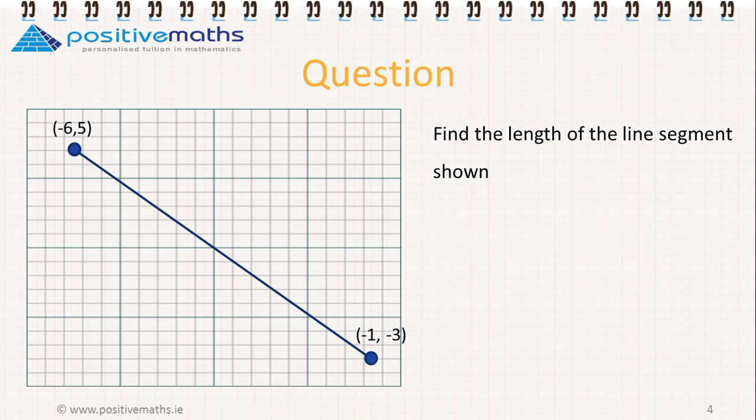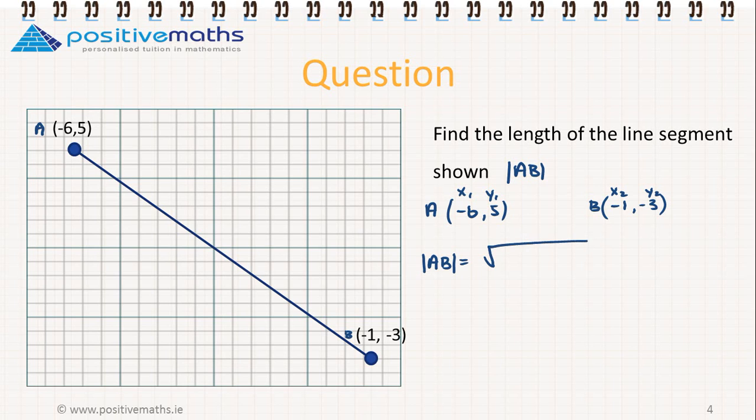We want to find the length of the line segment shown. So this is going to be my point A, and this will be my point B. So I'm looking for the distance AB. The first thing I'm going to do is write out my points again, and label them x1, y1 and x2, y2. Now I'm going to write down my formula. So we have the square root of (x2 minus x1) squared plus (y2 minus y1) squared. Now I'm going to substitute in my values.